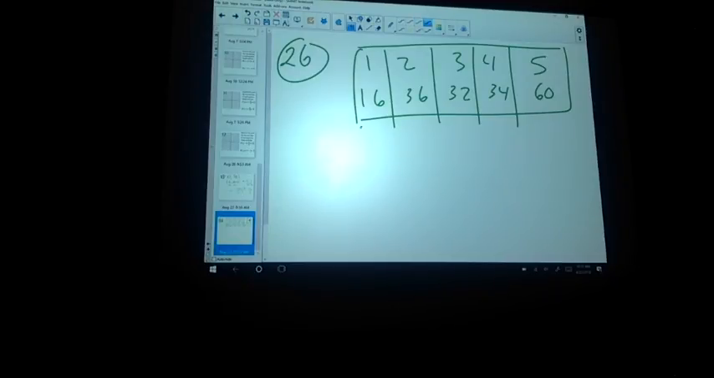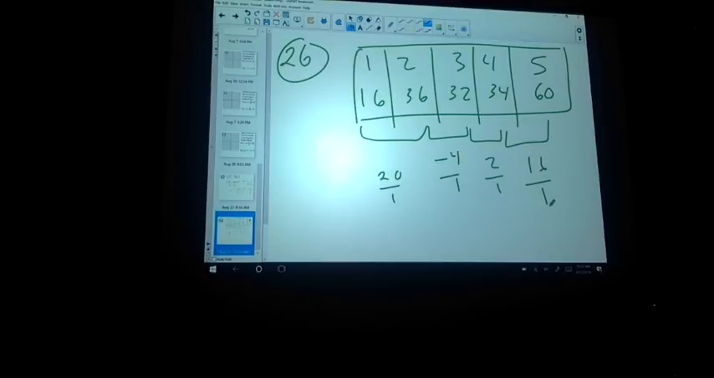Okay. So I'm going to find the slope of this. That's going to be 20 over 1. I'll find the slope of this. That's going to be negative 4 over 1. Slope of this is going to be 2 over 1. And then the slope of this is 16 over 1.